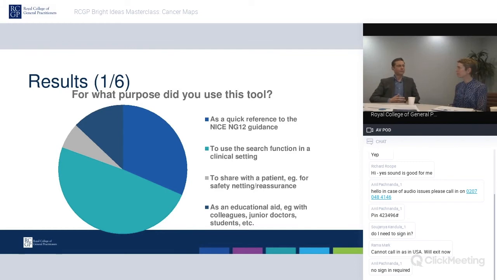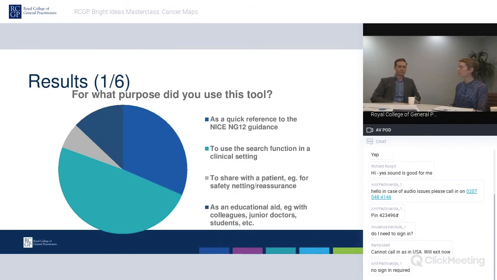What we did to formally evaluate this was recruit some GPs to use the cancer maps during their consultations, during their normal practice. They were asked each time they used it to feedback. There was a link for them to feedback on Doodle, and we collected the information, as we can see. So the first thing they answered was why they'd used the tool, and this was collected over a 3-month period.